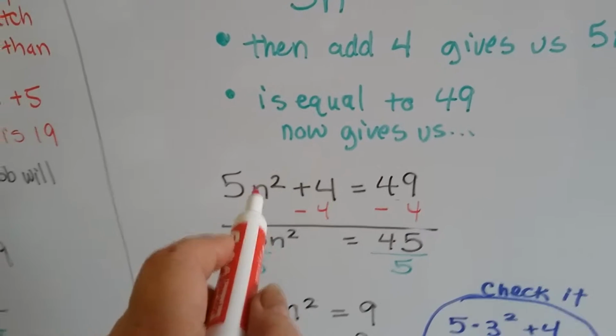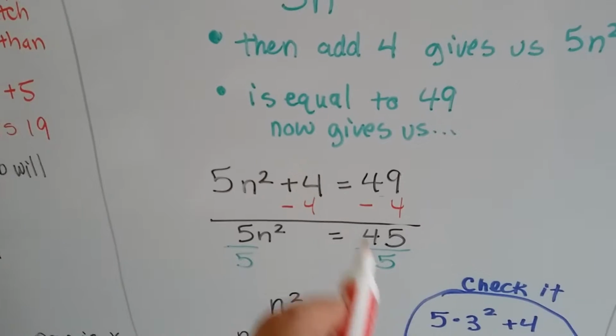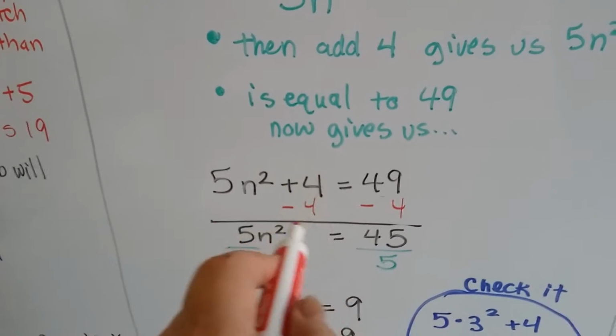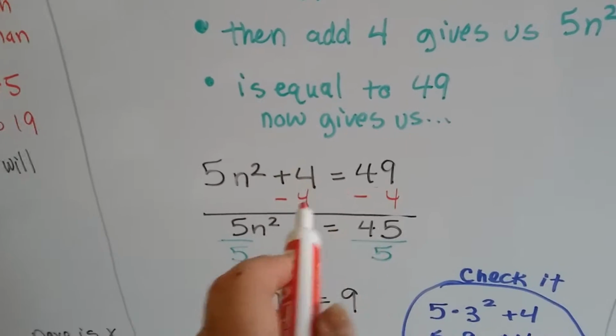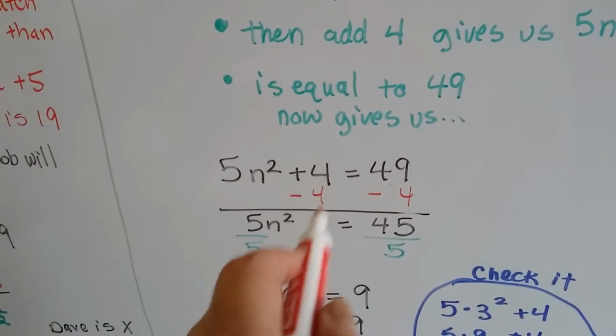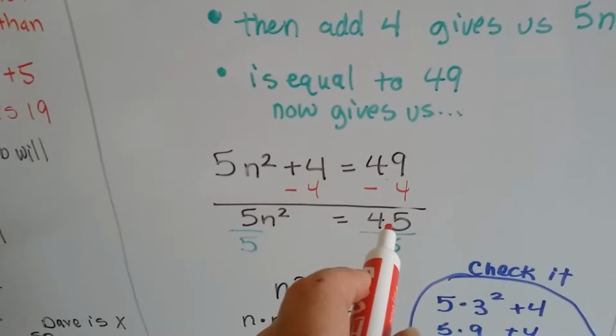The n squared has got to be all by itself on one side of the equal sign and be isolated from anything else so that we can solve it. So to create 0 pairs, plus 4, we put minus 4 on both sides of the equal sign. And then that will cancel these out, and we'll be left with 5n squared equals 45.